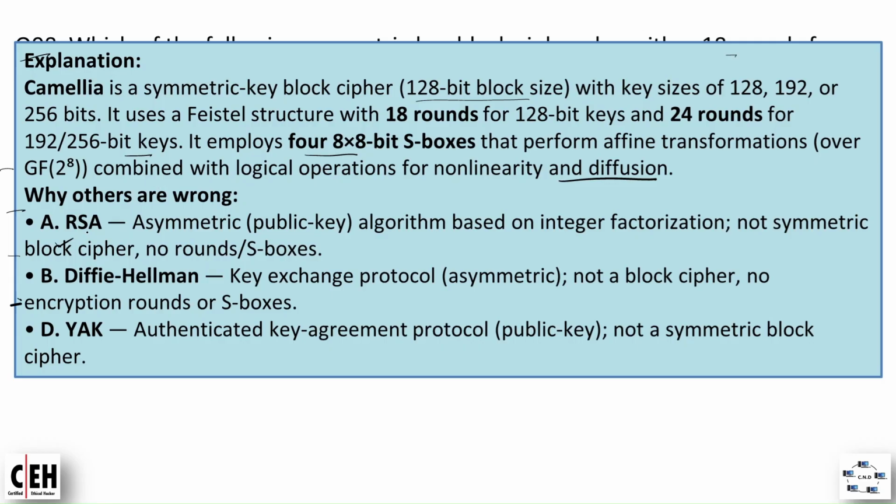So why are the other options wrong? Option A, RSA, is an asymmetric public key algorithm based on integer factorization, not a symmetric block cipher, with no rounds and S-boxes. Option B, Diffie-Hellman, is a key exchange protocol, asymmetric, not a block cipher, with no encryption rounds or S-boxes. And option D, YAK, is an authenticated key agreement protocol, public key, not a symmetric block cipher.